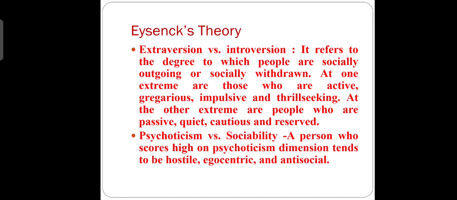And now next, extroversion versus introversion. Extroverted people are socially outgoing, talkative, sociable, venturesome, and active. At the opposite end, introverts are passive, reserved, shy, less talkative. Introversion and extroversion really depend on cortical arousal level. And now next, psychoticism versus sociability, or superego function.